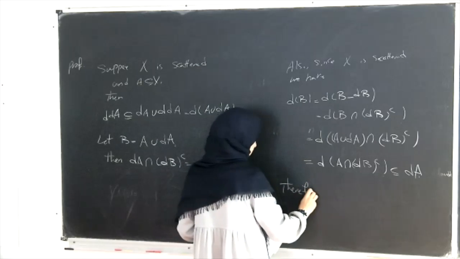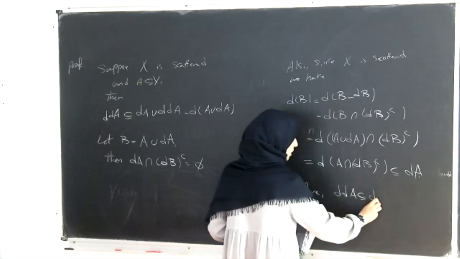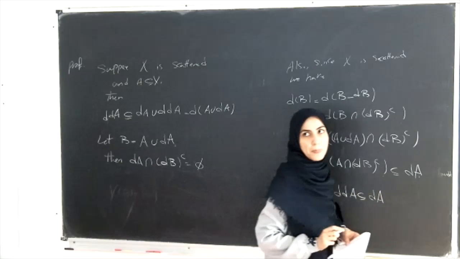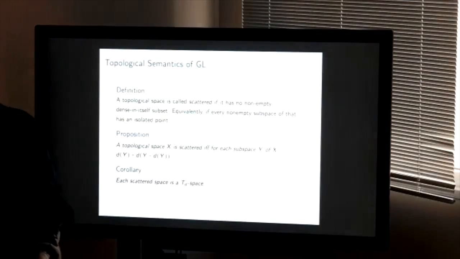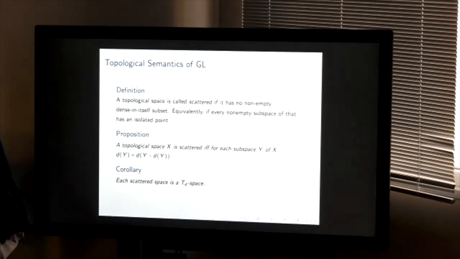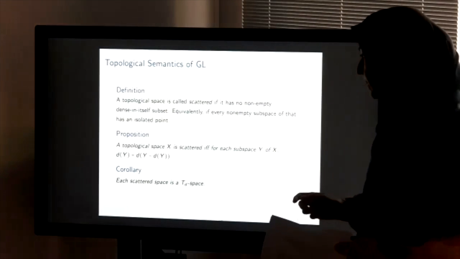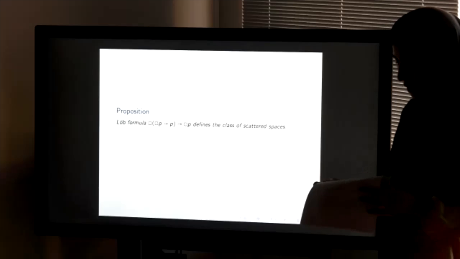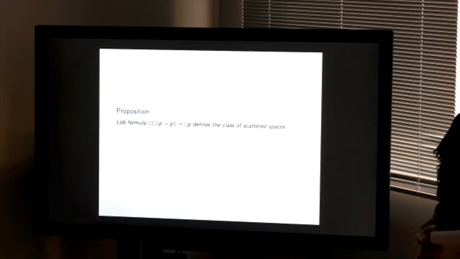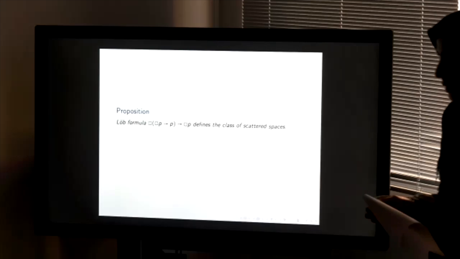Therefore, we have that D of A is a subset of D of A. For a TD space, we have to show that for any subset A of X, D of A is a subset of D of A. And we proved that for scattered spaces. Then we can show that the Löb formula defines the class of scattered spaces. Let's see that.